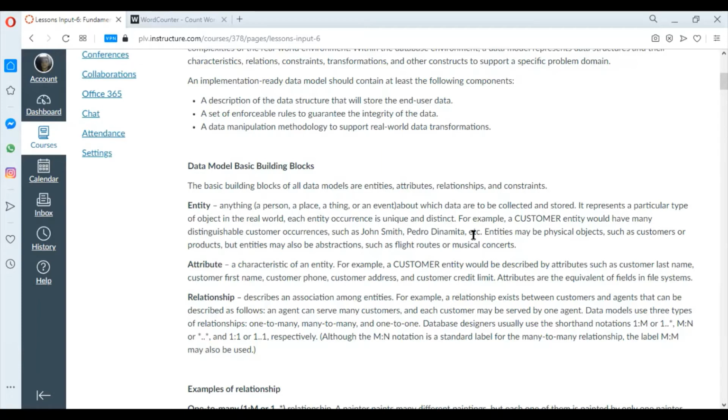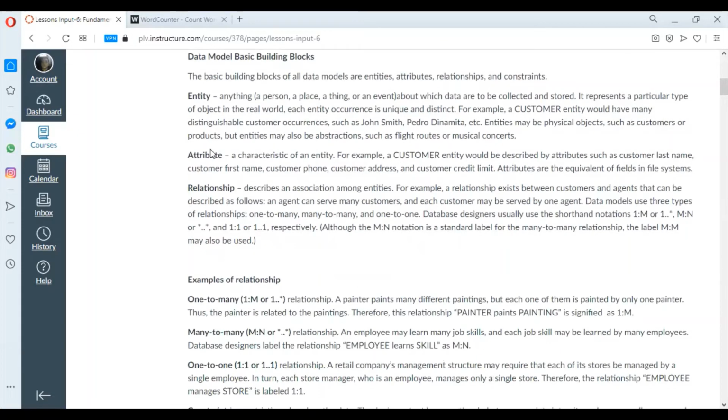Dinamita, etc. They may be physical objects such as customer products, but they can also be abstractions such as flight routes or musical concert. Now, we also have attributes, which are characteristic of an entity. For example, a customer entity would be described by attributes such as customer last name, first name, phone number, address, and credit limit. Attributes are the equivalent of fields or columns in file systems.